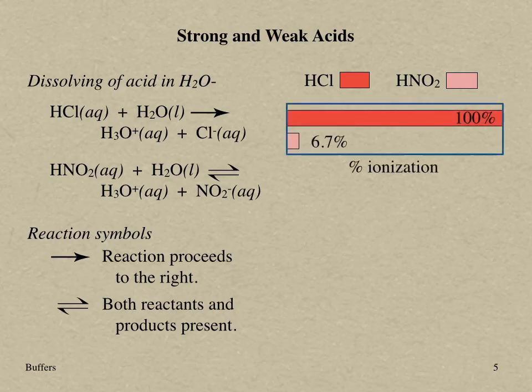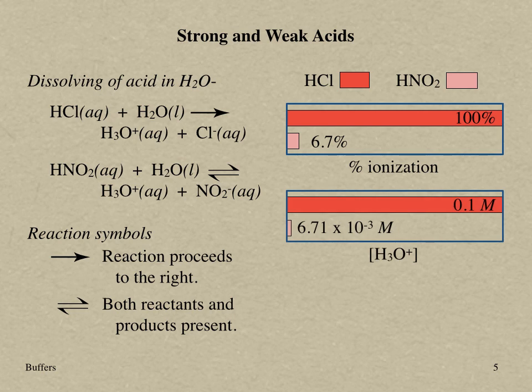Although 100% of HCl ionizes, only 6.7% of nitrous acid ionizes. This indicates that there is still a large quantity of HNO2 present when compared to the amounts of products formed for this weak acid.